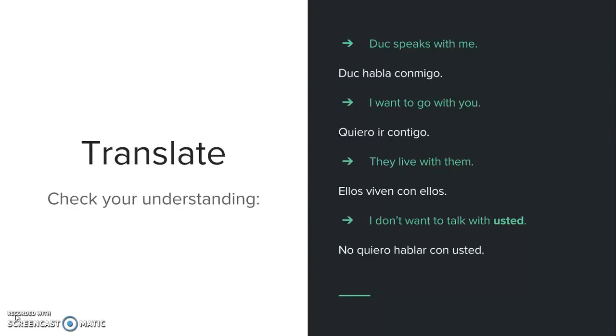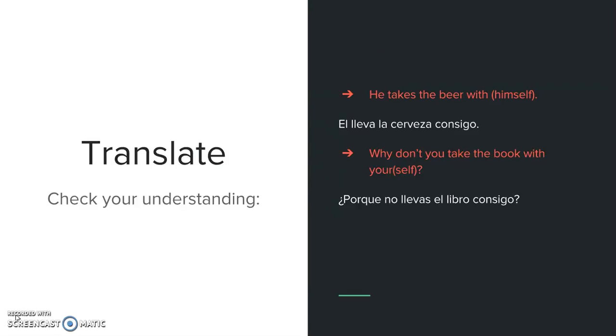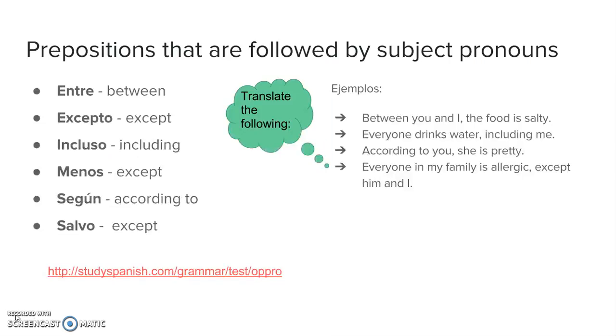So it's a very simple translation, and we're just pretty much practicing the con forms. And let's look at the next one. He takes the beer with himself, or he takes the beer with him. And we're talking about the subject doing the action kind of to himself or for himself. Él lleva la cerveza consigo. Why don't you take the book with yourself or with you? ¿Por qué no llevas el libro consigo? So I hope this helps a little bit. And let's see what's next.